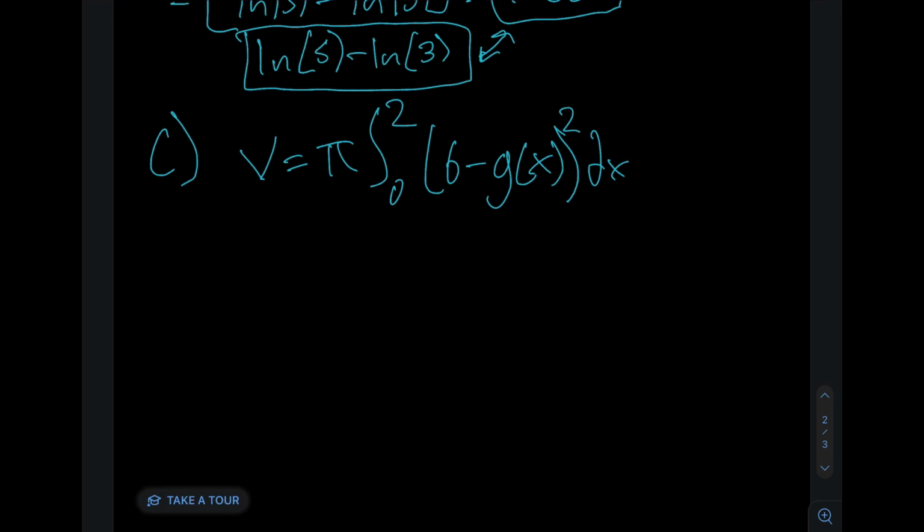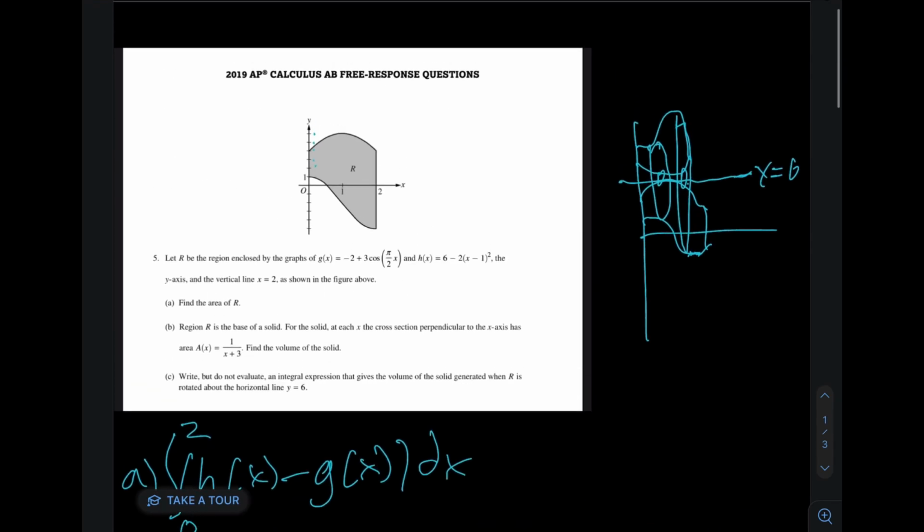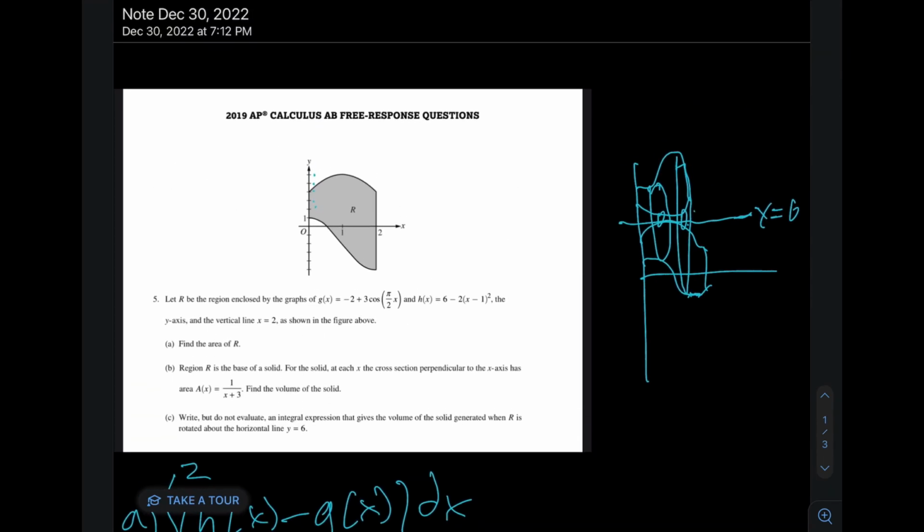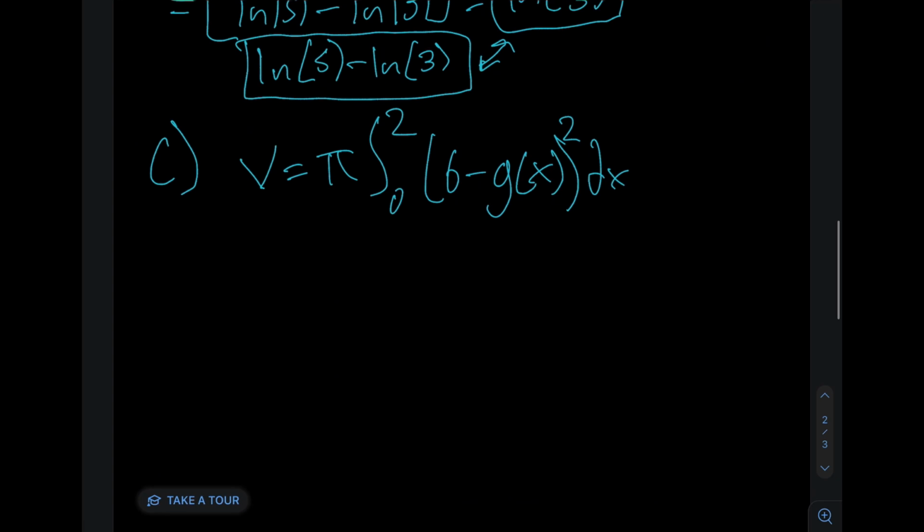But this isn't it, because as I mentioned, there's this hole that's created when it's rotated, kind of like a little donut hole. And so we have to make sure that we subtract that from our original equation. I might be running out of space, so I'll just put it right below. So we're subtracting, and again, this is going to be rotated around as well, so we're going to do the same formula of pi, integral from 0 to 2.